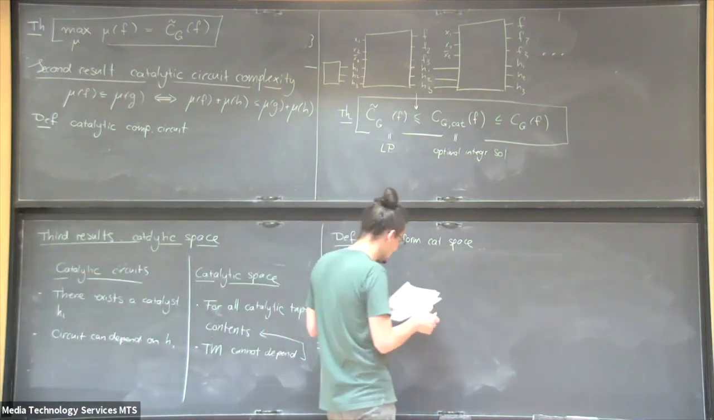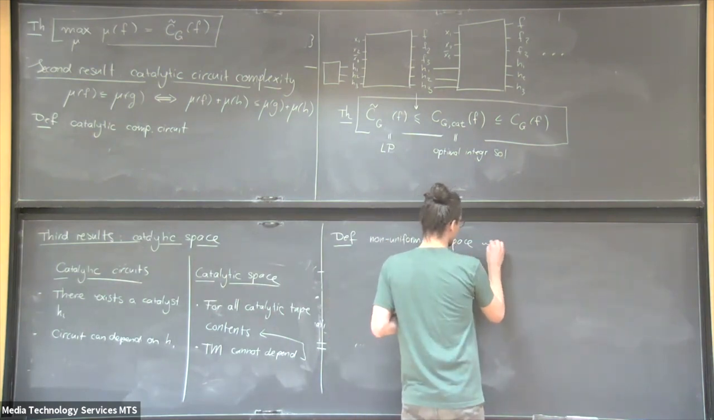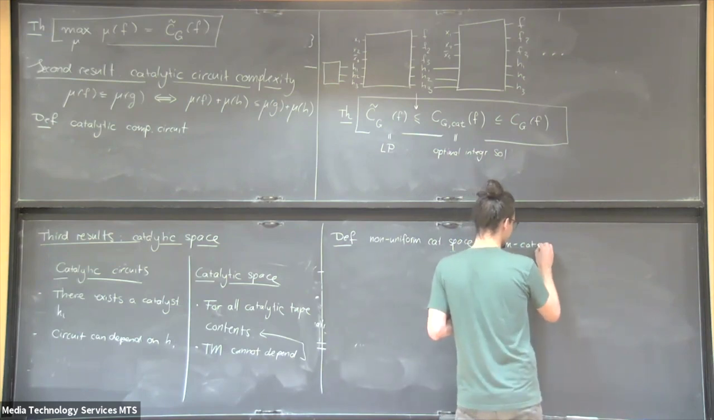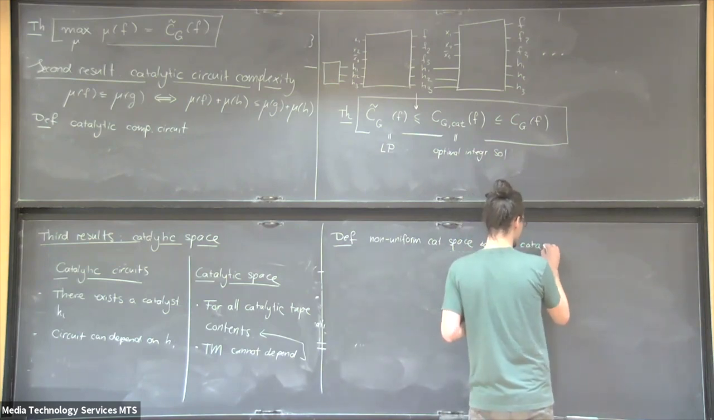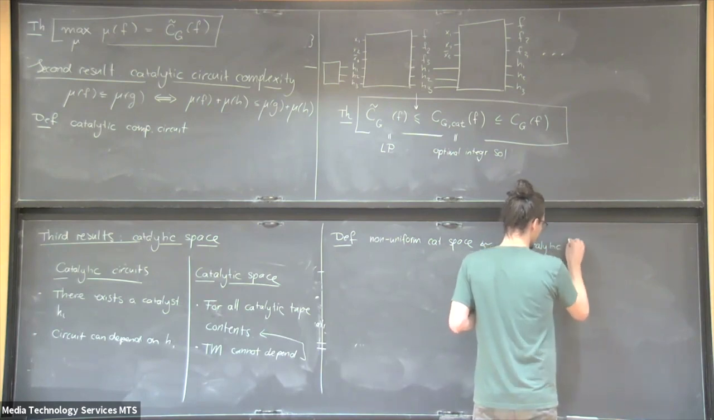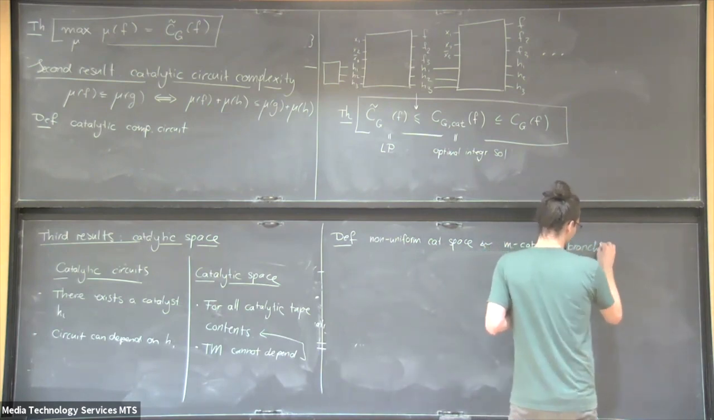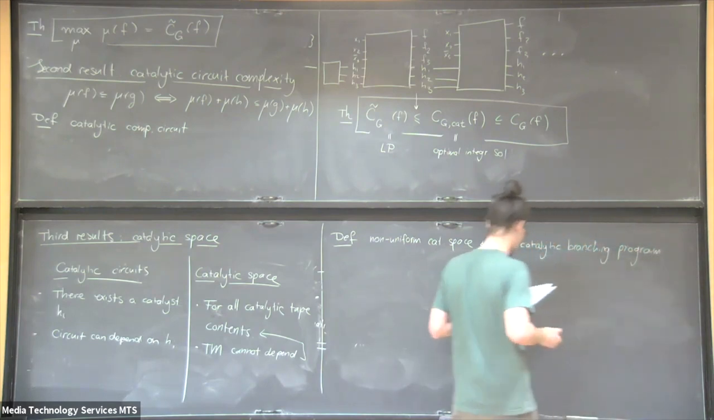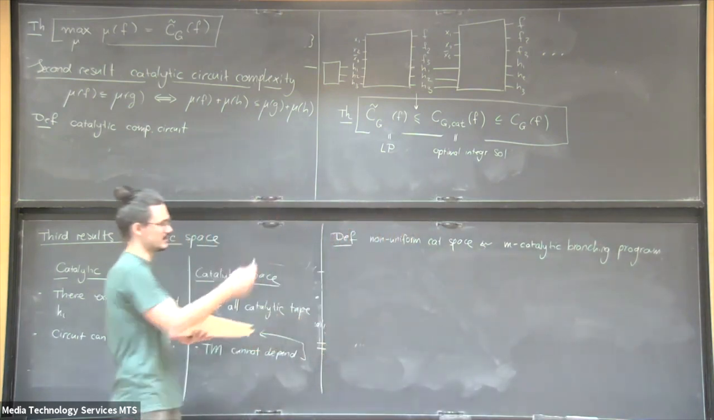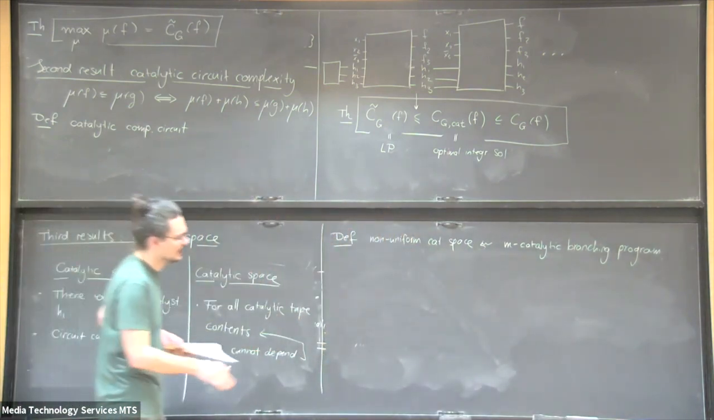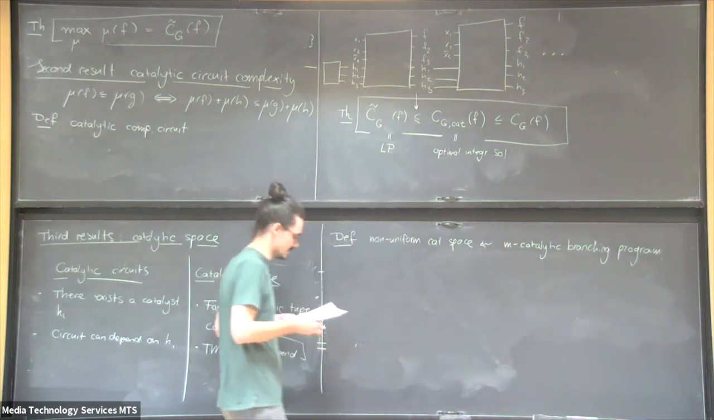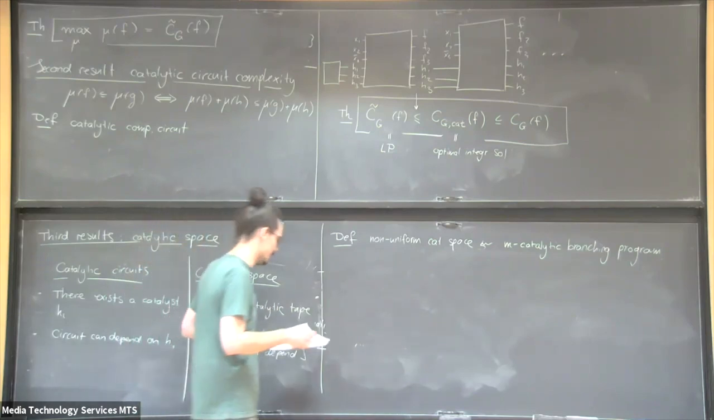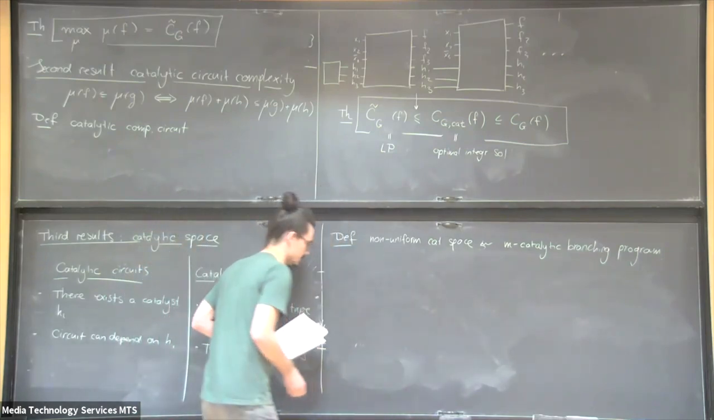Okay. Yeah. So non-uniform catalytic space is defined using something called an M-catalytic branching program. Now, branching program, I've briefly mentioned catalytic branching program, which is an amortized branching program. This is stronger, so this is an M-catalytic branching program. It's going to be stronger than an amortized branching program. And I'm just going to explain it by picture.